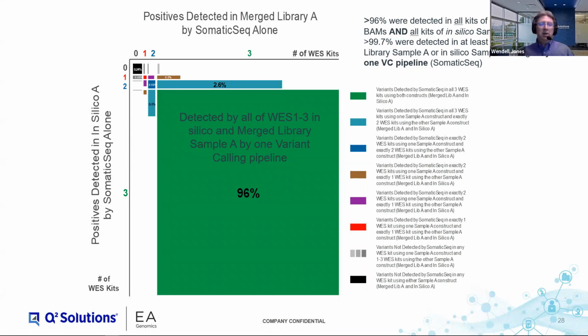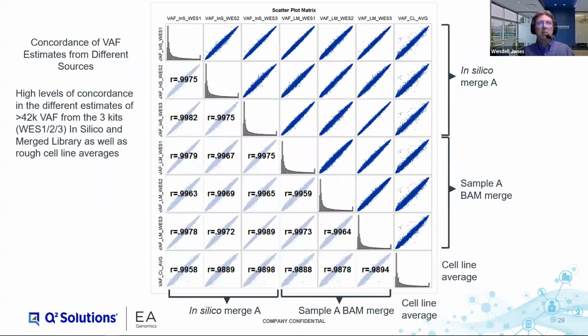So we felt very, very good and had very high confidence about the variants that we found, and we felt like we had confirmed that you would in fact see these variants in sample A if you had sufficient depth and the other proper parameters that you need in order to sequence a sample well.